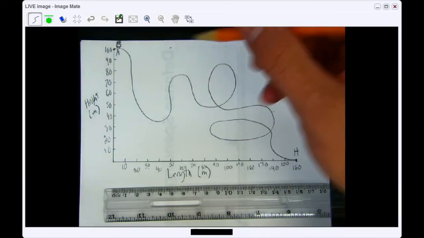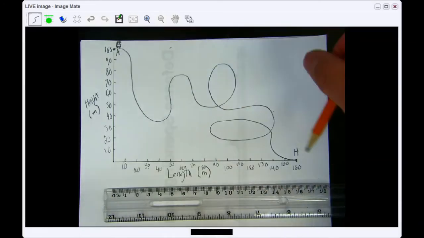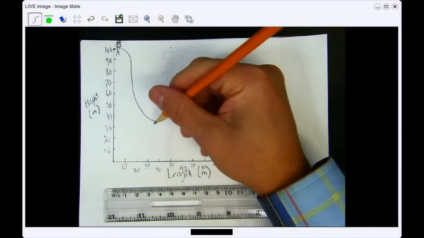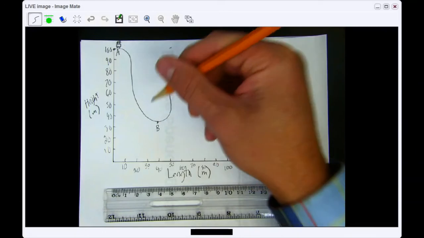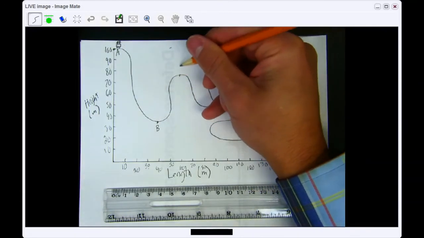The next step will be to label a bunch of points between A and H. You need 8 total points. So this is B, this is C.